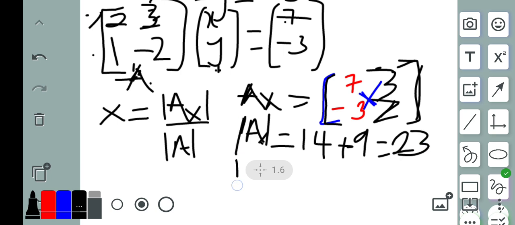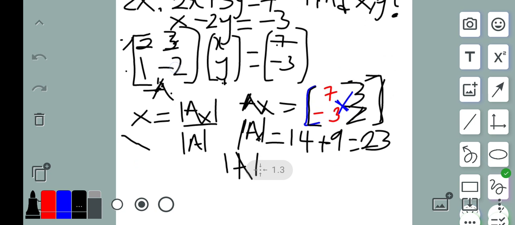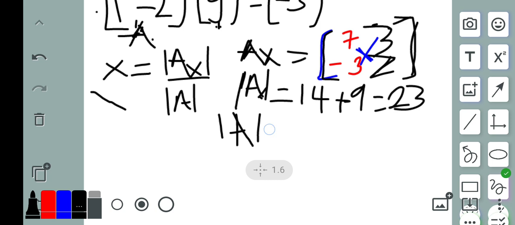So what's my determinant of A? That will be 2 times minus 2 and 3 times 1. 2 times minus 2 will give me minus 4.